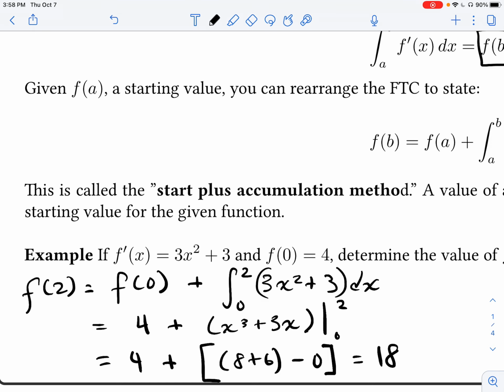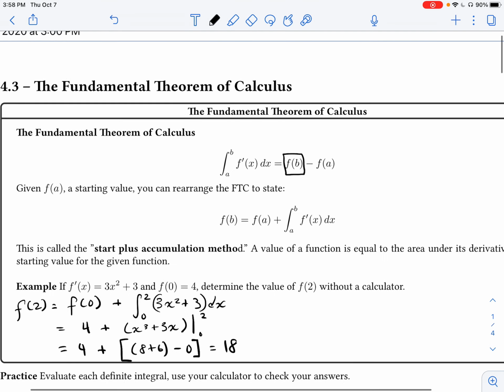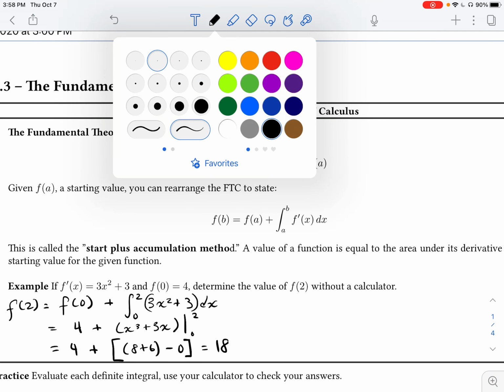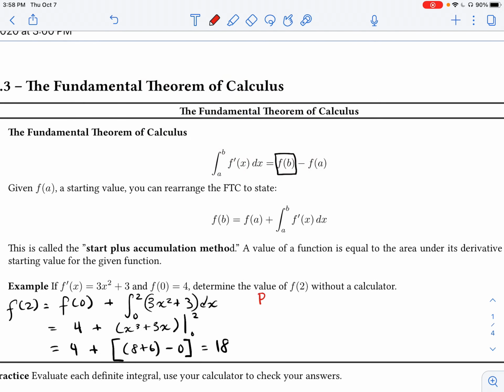Right? Now, compare that to what we did previously with this. Let me just write this in red. What did we do previously for these types of problems? Well, previously, we would have to find the antiderivative, which we already know. We just found that was x cubed plus 3x plus some constant. Then we would plug in this point here. 4 is equal to 0 plus 0 plus c, and then we would do that to solve for c.